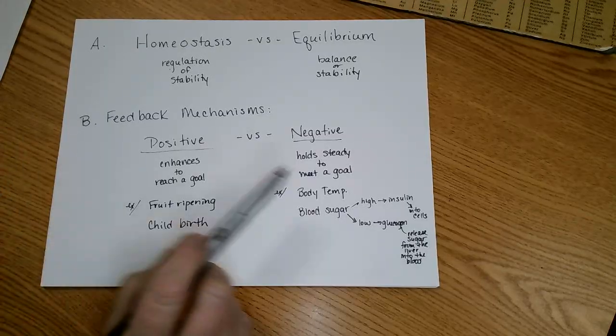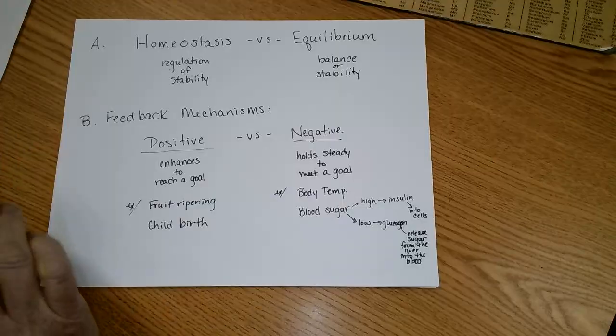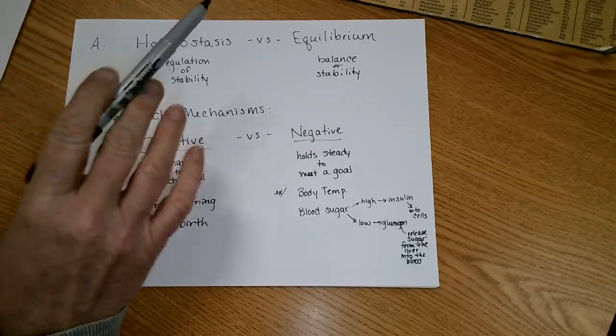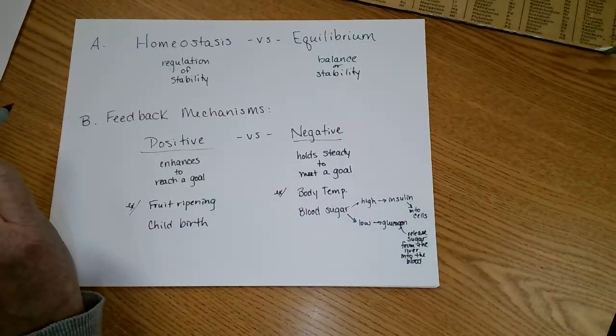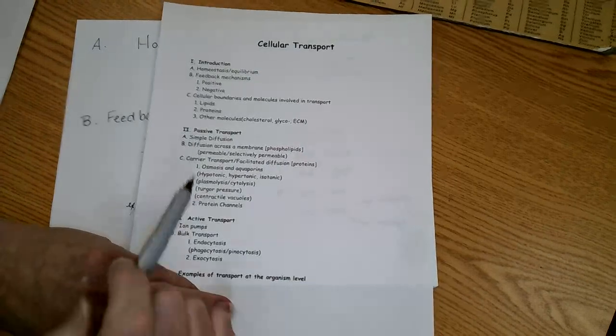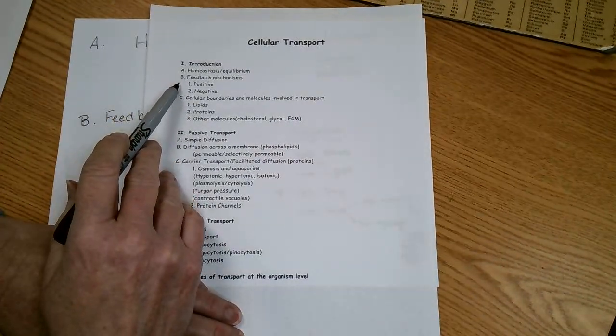And then after you eat, you produce insulin, which shoves that sugar in your blood, after it's digested, into the cells where it will actually do its job. Okay, and so that's the first two things on our cellular transport outline, homeostasis and feedback.